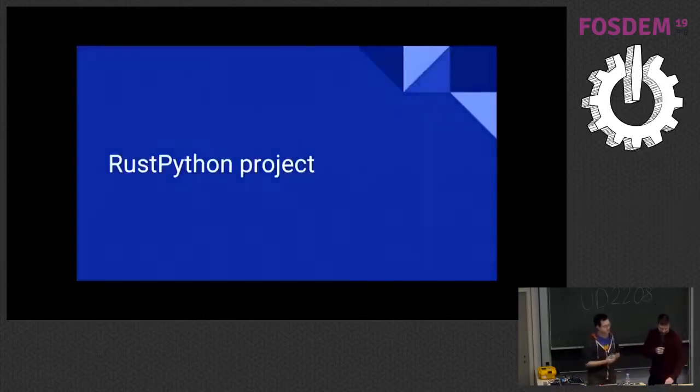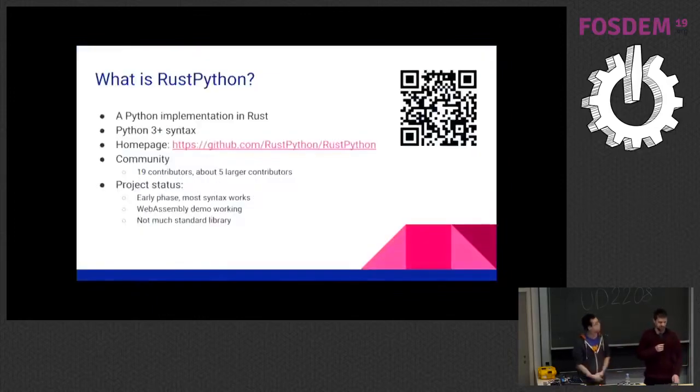All right. So, I want to start with the RustPython project, a more overview, what is it? So, basically what it is, what you probably already guessed, is a Python implementation written in Rust. We are aiming at the Python 3 syntax. Homepage is there. You probably already know it. We have already 19 contributors now.